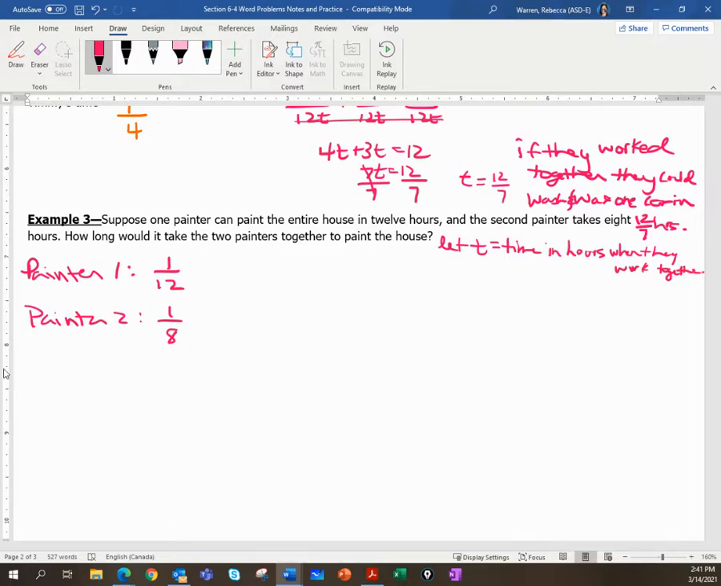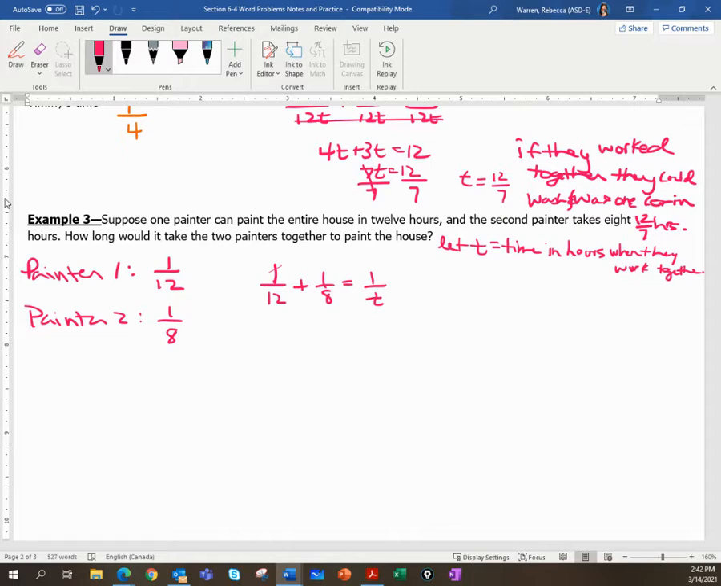All right. And then for our equation, how long will it take for the two painters together to paint the house? Again, our expression will just be 1 over 12 plus 1 over 8, because that should obviously represent them working together. They're 2 times added together. And that will equal 1 over t.